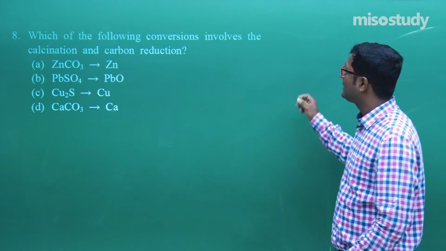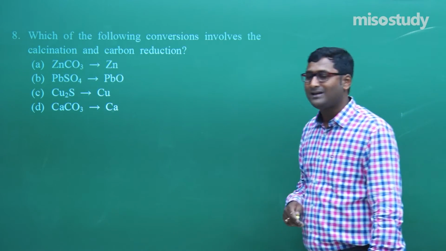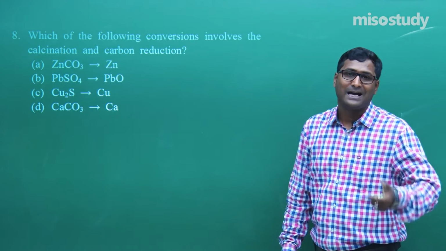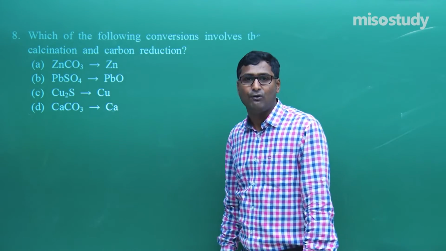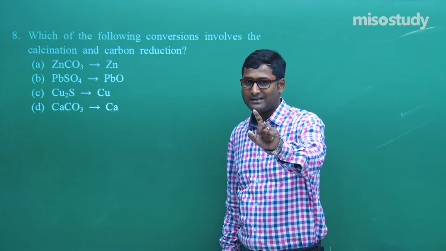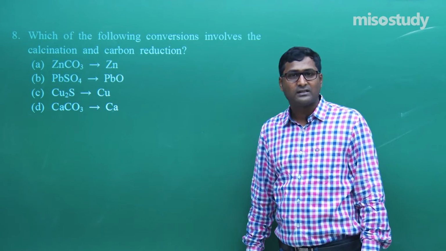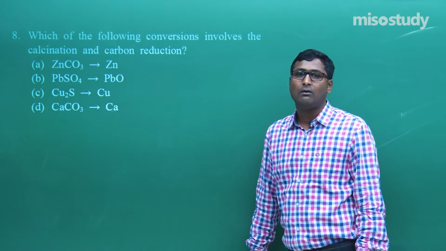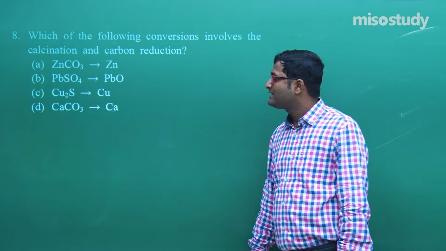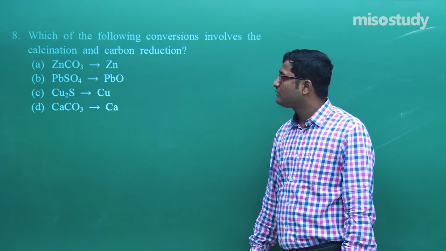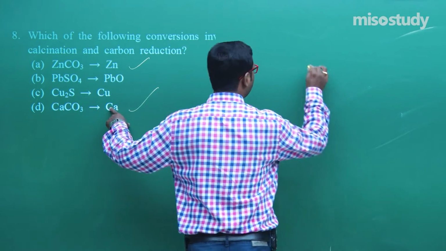Which of the following conversions involves calcination and carbon reduction? What is calcination? As we know, the calcination process is generally used for the conversion of carbonate ore into oxide ore. This is a simple thing. And roasting is used for the conversion of sulfide ore into oxide ore in the presence of oxygen. Now, in this case, which one is carbonate ore? This one, this one and this one. Clear?